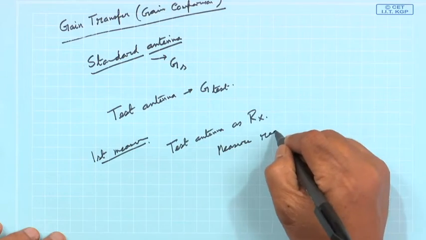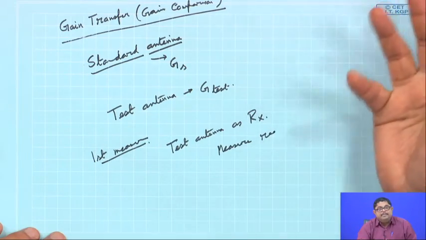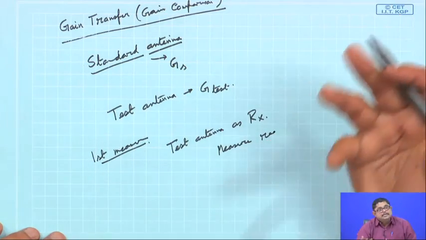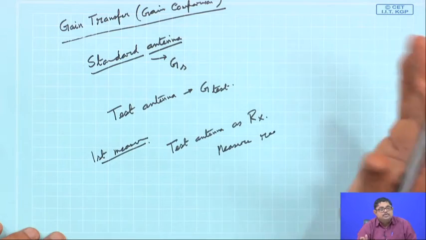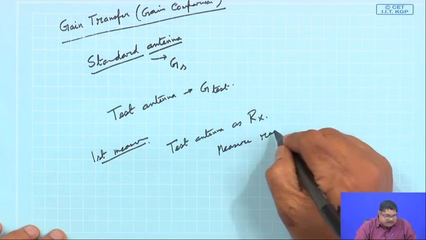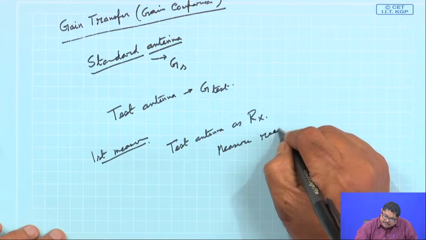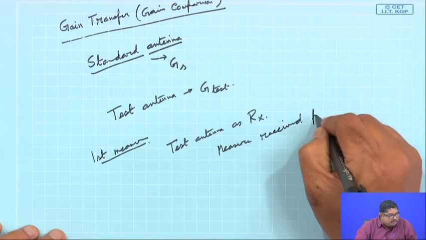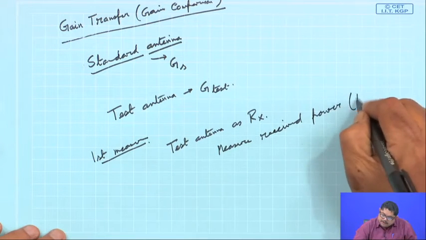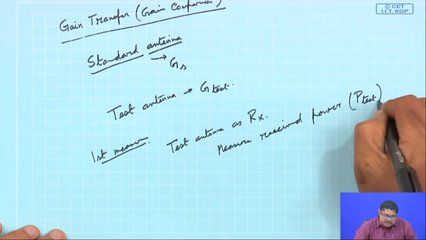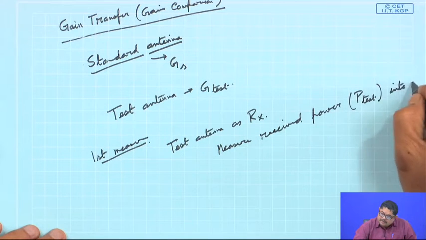Actually, you can do it using a VSWR meter that is connected to a matched load, so that there is no reflection from it. Instead, if you have a power meter you can use that, otherwise in a VSWR meter also you can note where it is giving the reading. So, measure the received power, let me call it P test, into a matched load.